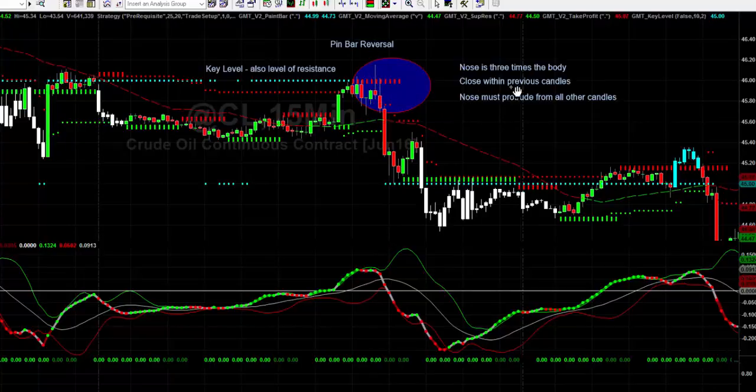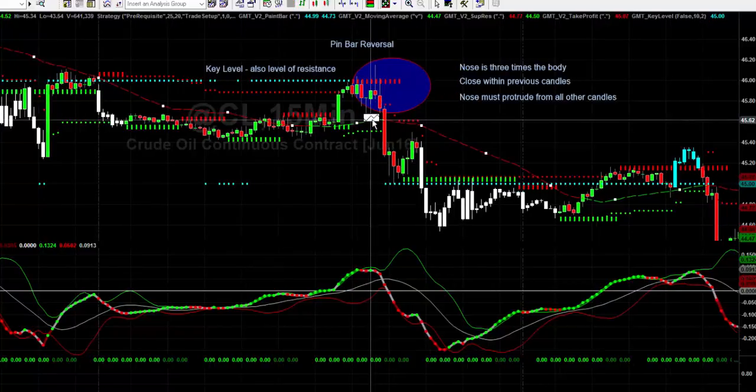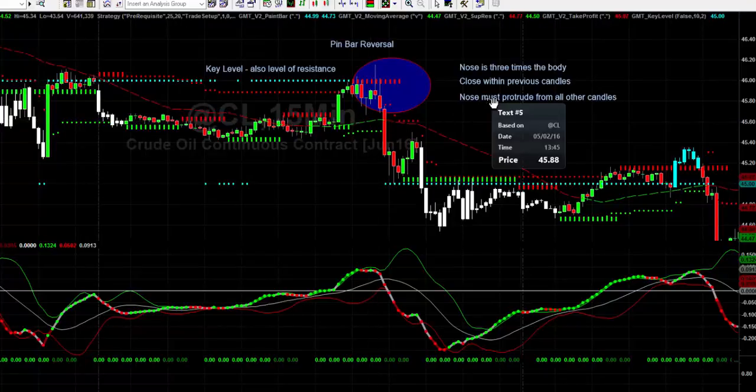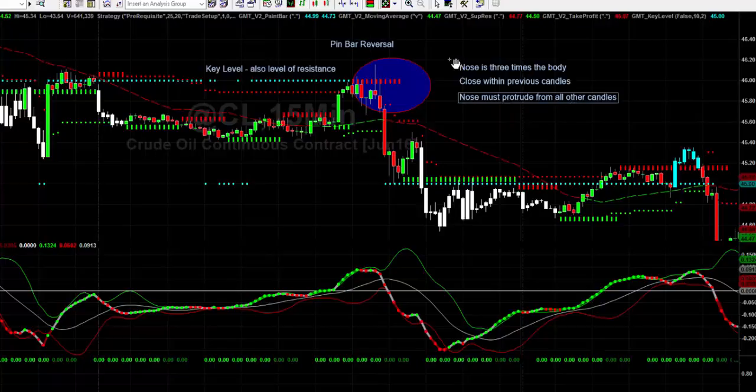We need to see a close within the previous candle. You can see that our previous candle was a bullish candle, so we've definitely got a close within that previous candle. The other thing is the nose must be protruding from all other price candles, and you can see that that clearly does protrude.